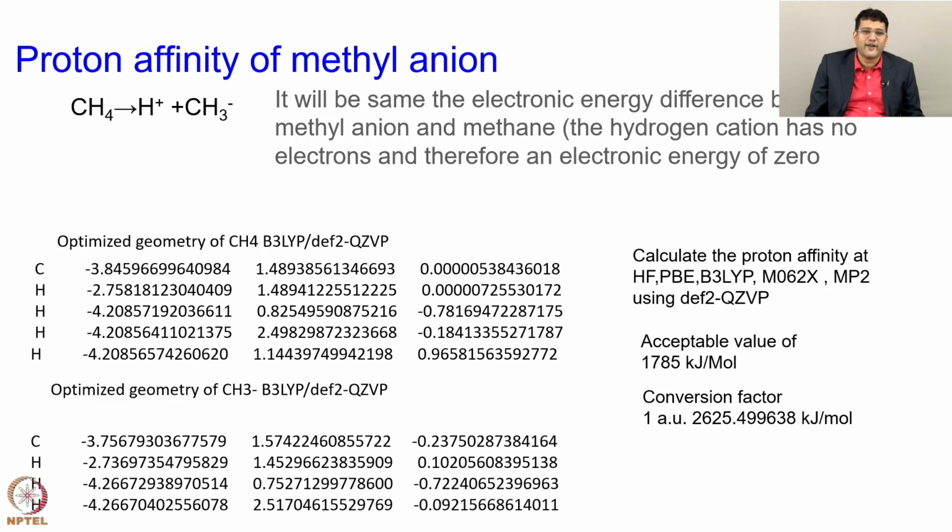So, we have provided the optimized geometry of methane and methyl anion at the B3LYP def2-QZVP level, and we need to calculate the proton affinity at Hartree-Fock, PBE, B3LYP, M062X, MP2 using the def2-QZVP basis set. The acceptable value of the proton affinity is 1785 kilojoule per mole, which is obtained from some accurate high level wave function based calculation.